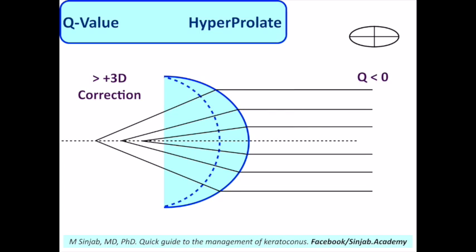Sometimes the cornea may take a hyperprolate shape, where the Q value is very negative. This can be seen in keratoconus and ectatic corneal disorders, and also after correcting more than +3 diopters of hyperopia. In this case, the central part is much steeper than the peripheral part, leading to a multifocal effect.